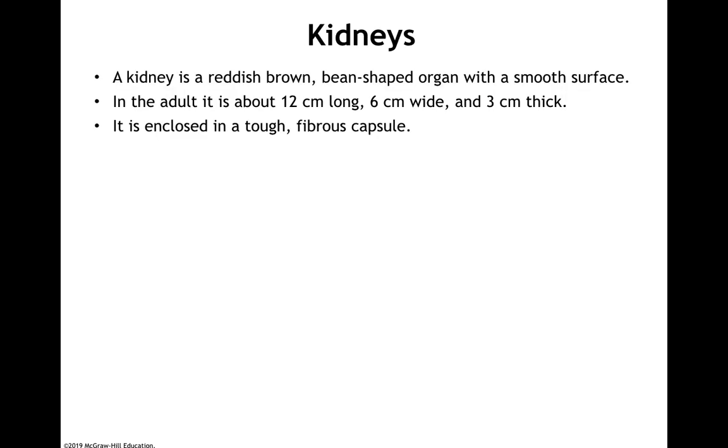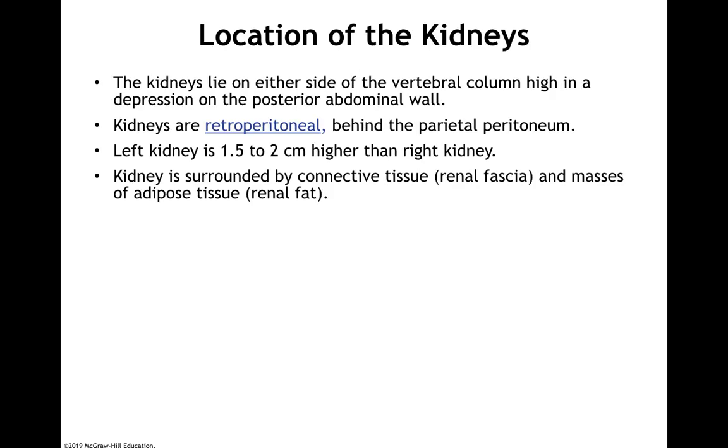Kidneys are reddish brown. They're kind of bean shaped. They have a smooth surface all around. You'll see that on Thursday when you dissect some. In the adult, it's about 12 centimeters long, 6 centimeters wide, 3 centimeters thick, and it is enclosed in a tough fibrous capsule. They lie on either side of the vertebral column with a high in the depression of the posterior abdominal wall. The kidneys are retroperitoneal, so they are behind the peritoneum.